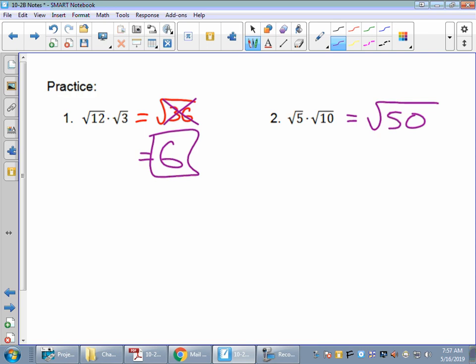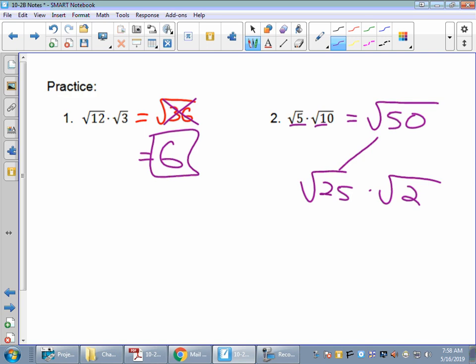1, 4, 9, 16, 25, 36, 49. Those are the numbers we want to look at. If it's not one of those, then we don't want to use it. So we want to use a perfect square here. 25 is a perfect square, and it's a factor of 50. So we can go to the square root of 25 times the square root of 2. We multiplied to get the square root of 50, and then broke it down again into 25 times 2, because 5 and 10 were not perfect squares.